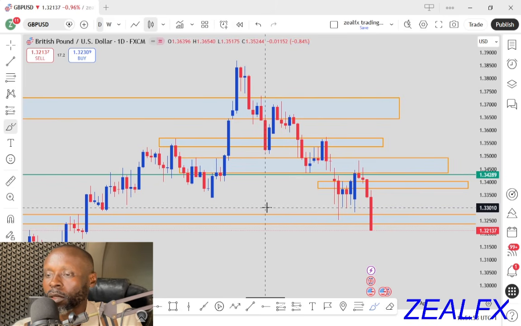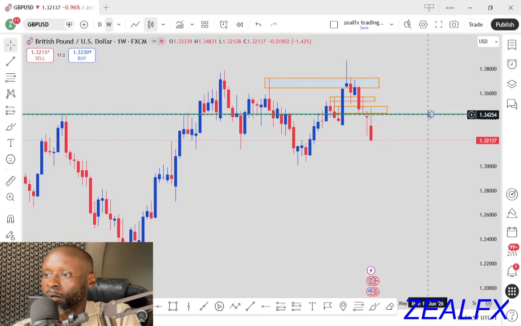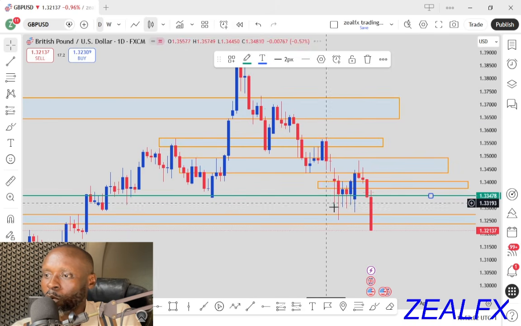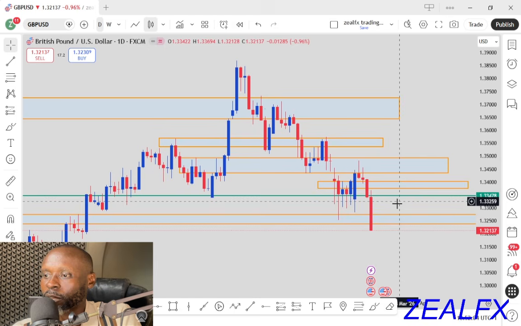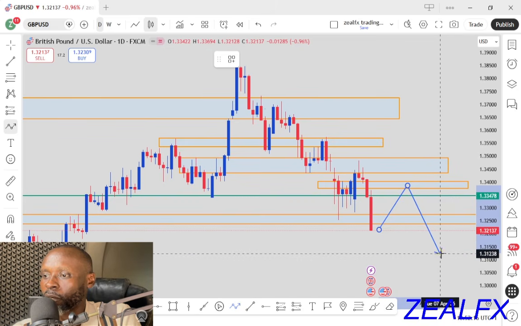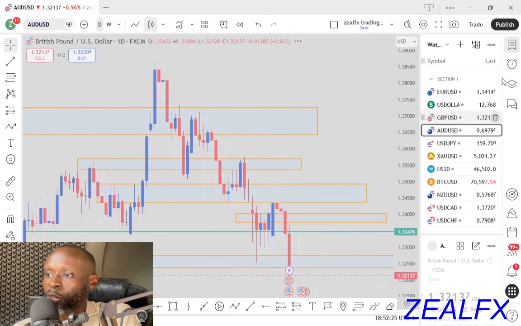So let's draw this particular level, this weekly level. Let's go back to the daily chart. So as long as we have price indicating reversal of trend to this level, our job now is to be patient and relaxed for price to test these levels. Then we can start looking for our selling opportunity on the pounds USD. So let's go to our next pair, which is the Australia USD.